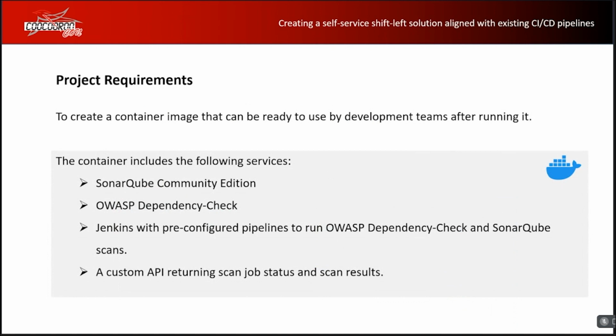The requirements to create a container image that is ready to be used by development teams include SonarQube Community Edition, with the Maven plugin to trigger the scan jobs from Jenkins and the FindSecBugs plugin to have additional Java scan rules, and the OWASP Dependency-Check package.